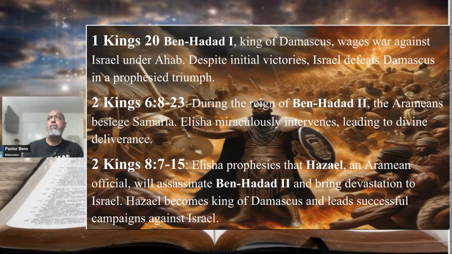What else, let's look at Ben-Hadad 2. Now notice this, guys, what it says here. The Arameans besieged Samaria. Elisha miraculously intervenes, leading to divine deliverance. But watch this. 2 Kings chapter 6. Now, guys, I have to show you this because these individuals believed that their leaders were gods. 2 Kings 6:8.